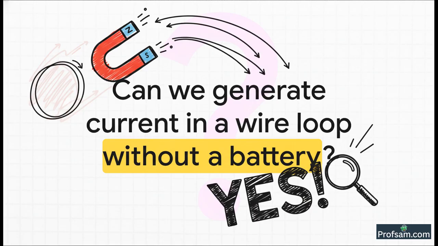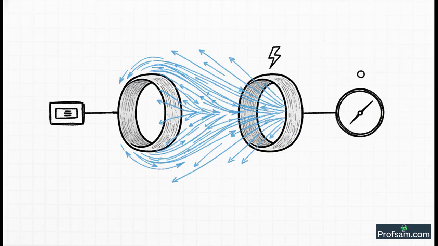Now, I know what you're thinking. No, sir, how is it possible? But the answer is a big yes, and this entire chapter is about how we can do this. Now, this is where it gets really interesting. You might think, okay, I get it. We must be moving a magnet near the coil or something. But what if I told you you don't need to move anything?